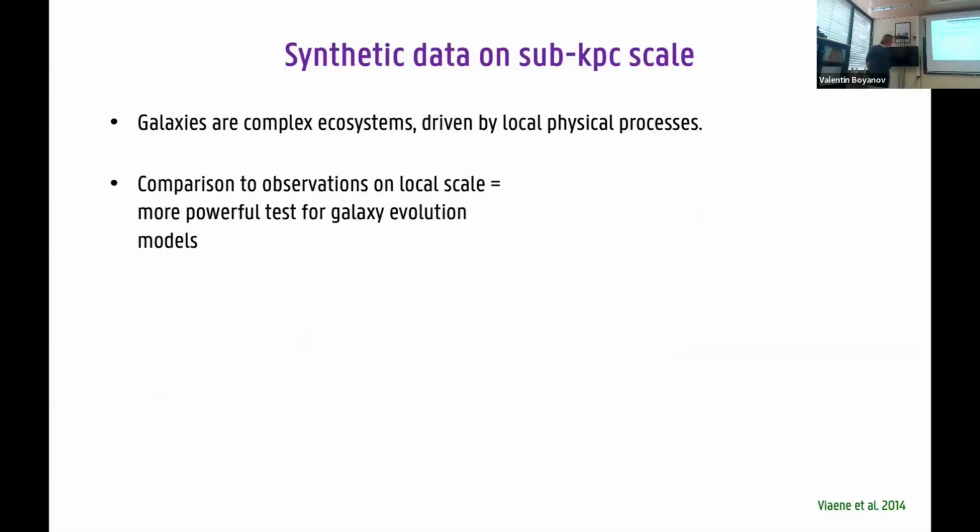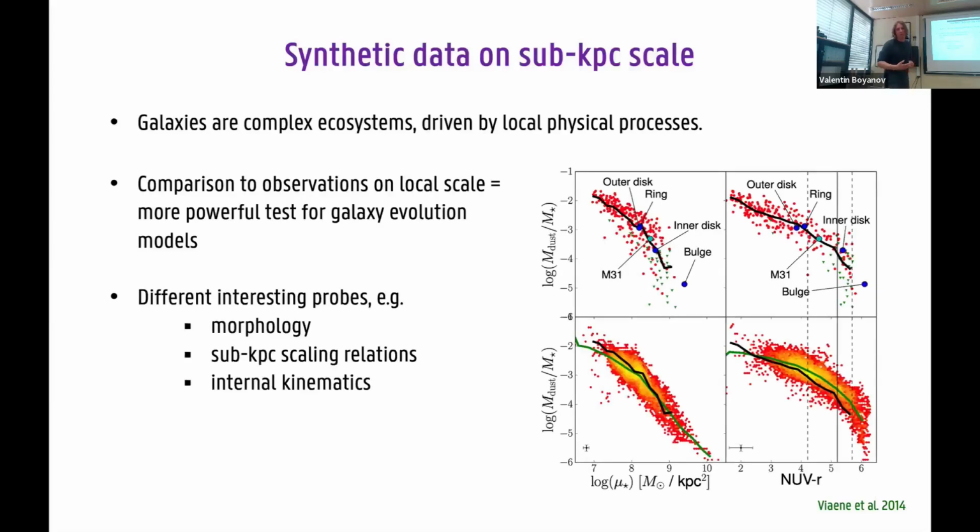Now, this is if you look at global scales. But of course, galaxies are not just single points, they are very complex ecosystems, and we think that what drives galaxy evolution is processes on local scales, so local physical processes. And so if you can compare observations to simulations on local scale, that's a much more powerful test for your galaxy evolution model.